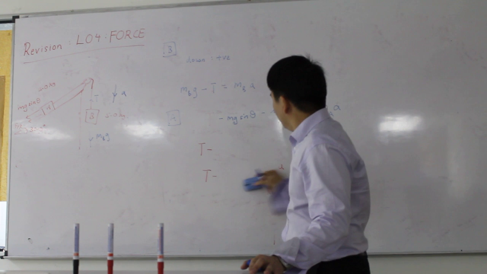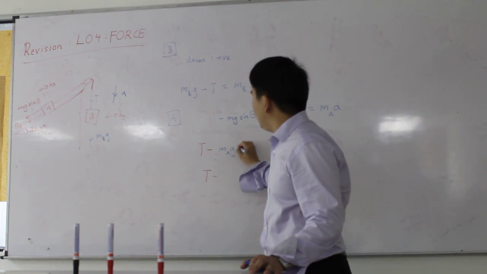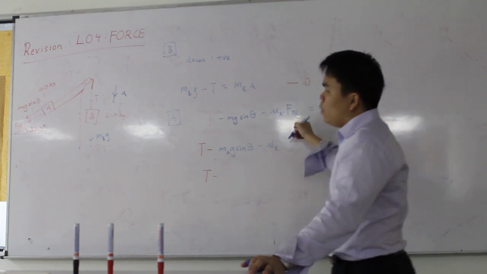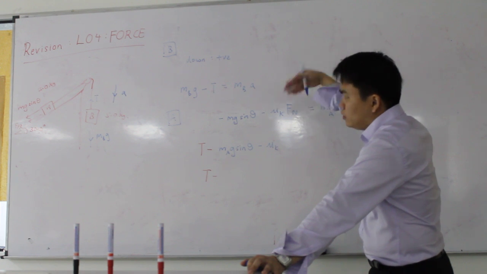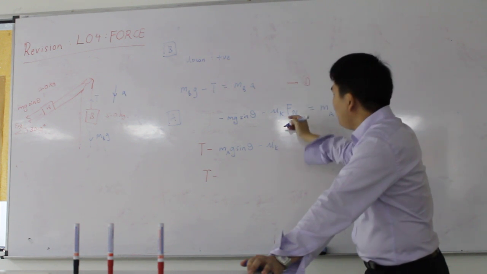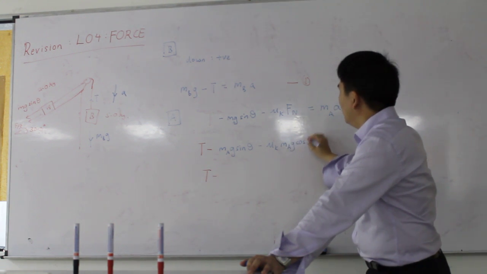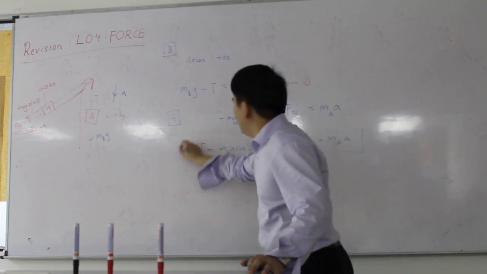Then we continue. T minus MAG sine theta minus mu K. What is Fn? If you still remember what I mentioned just now, Fn in this case is MAG cos theta, equal to MAA. So as a result, it becomes like this.